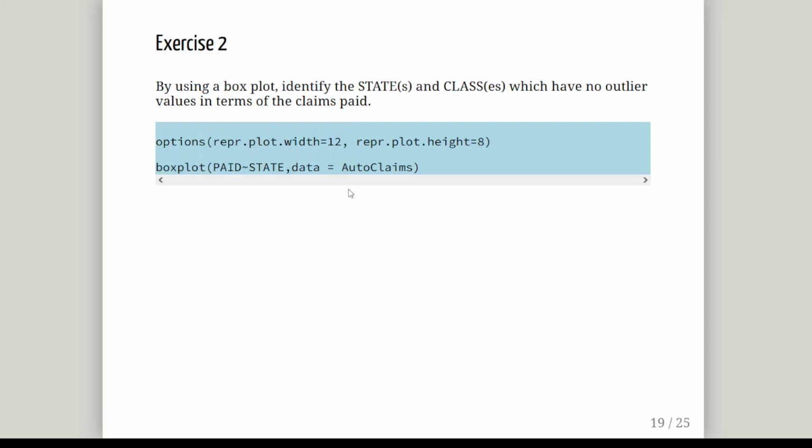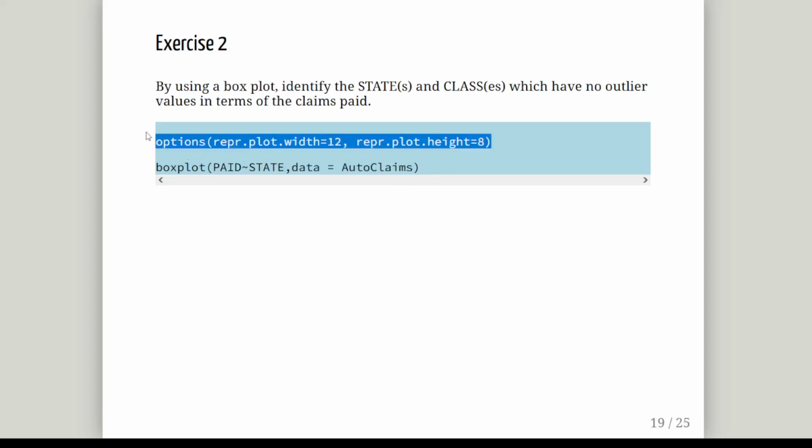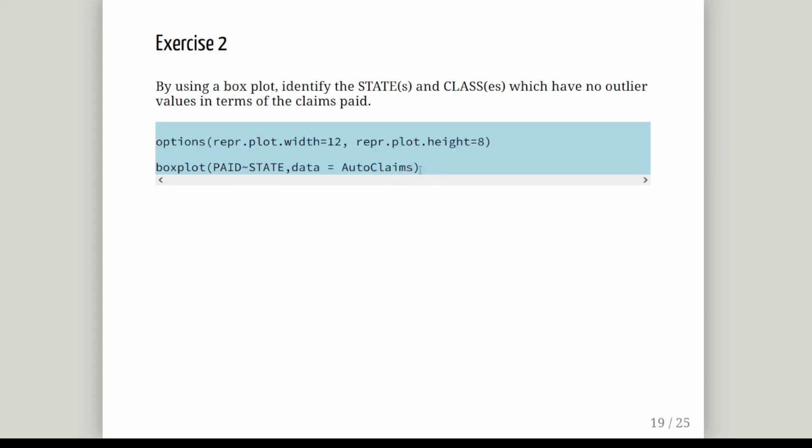Now exercise 2: by using a box plot, identify the states and classes which have no outlier values in terms of the claims paid. Okay, so that's just options there. I'm not going to really talk about that. It's just presentation options. I didn't really mean to have it visible, but the command here is boxplot.